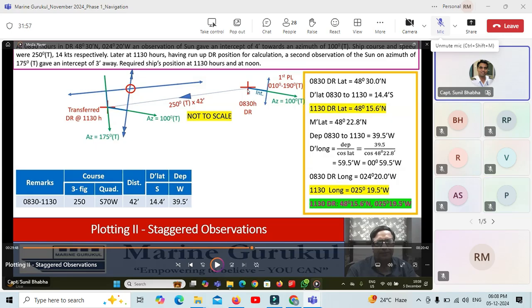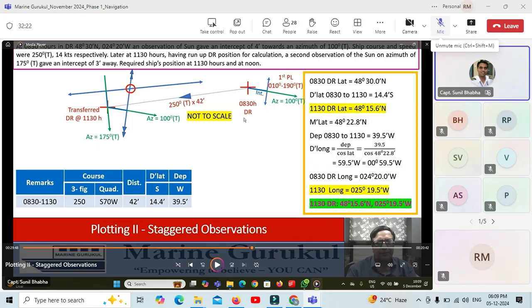Sir, if we have the current in this question, we will apply the current at the end of the 42 miles, and then we'll transfer this first PL, right, sir? That's correct, beta. And when you are calculating the noon position, we will again make one triangle, and then we'll allow the current for half an hour, and then find out the next position, sir.